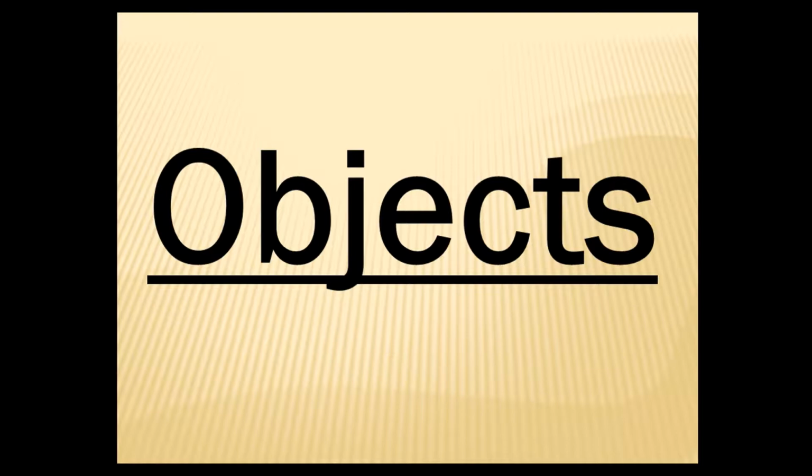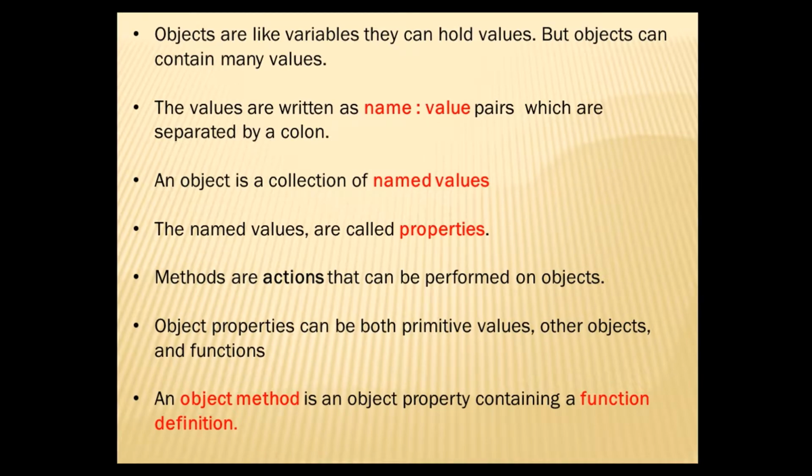So objects are like variables. They can hold values, but objects can contain many values. This is the advantage of objects. They are like variables, but unlike a variable, they can hold multiple values. The values are written as name:value pairs, which are separated by a colon. An object is a collection of named values. The named values are called properties. So this is a very important concept in objects.